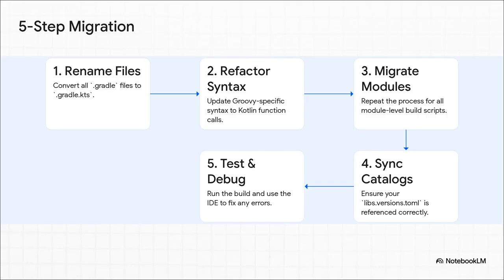You literally start by just renaming your build files from .gradle to .gradle.kts. That's it. Your IDE will immediately light up and show you the syntax that needs to be updated. You'll switch things like dependency declarations from quotes to function calls. You do this for all your modules, double-check your version catalog is wired up right, and then you test.